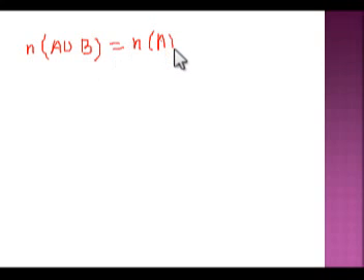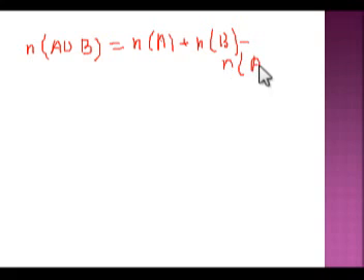Now we know from set theory a very important rule: the number of members in A union B is equal to the number of members in set A plus the number of members in set B minus the number of members in A intersection B. The minus is taken because it is taken twice in the union.